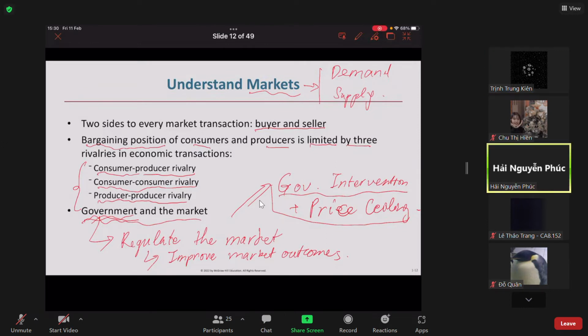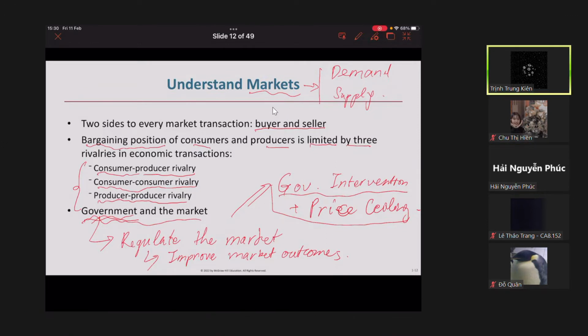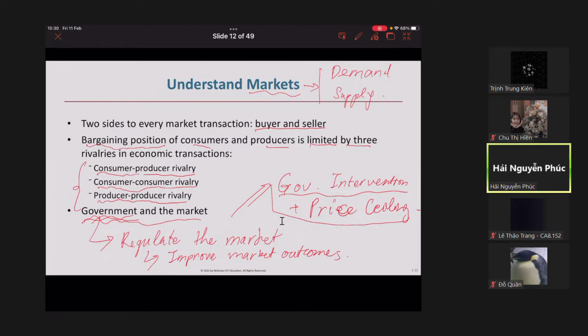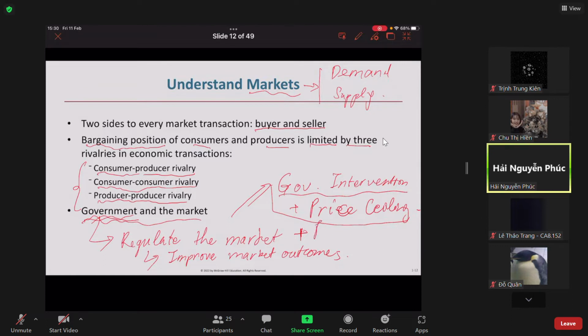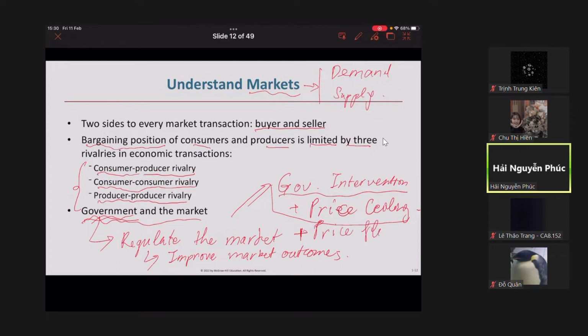Foreign price. It is called the price floor, right? Price floor. Okay, price floor. And for the wage, we call it the minimum wage, right? Price floor. Right? And we call it the minimum wage. Understand? Okay.